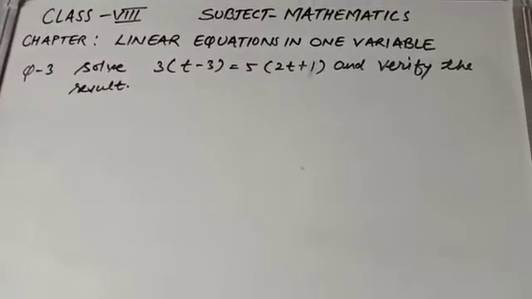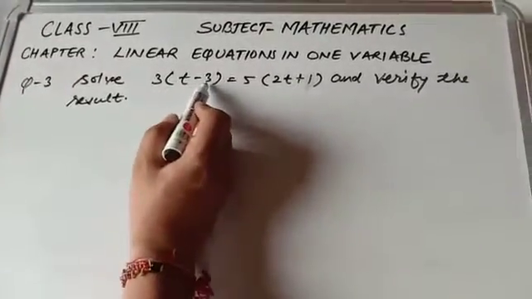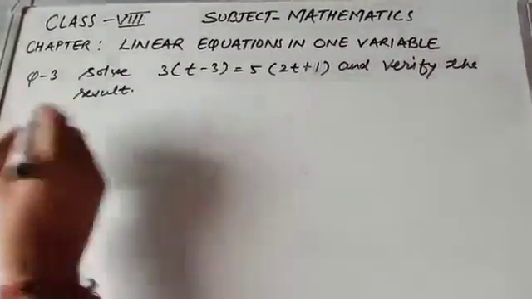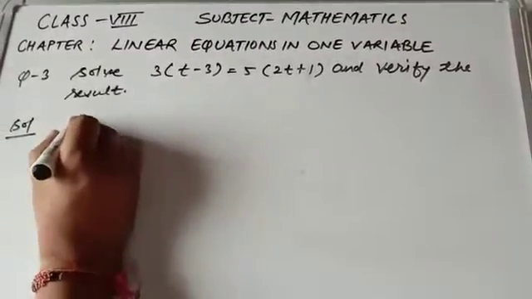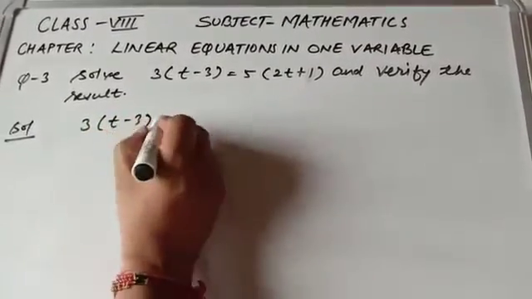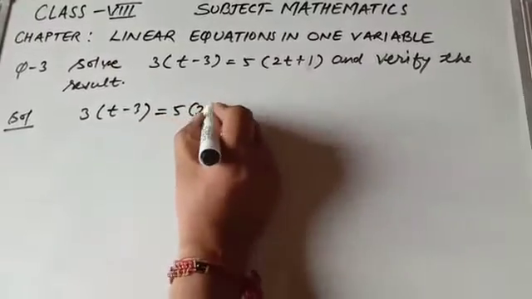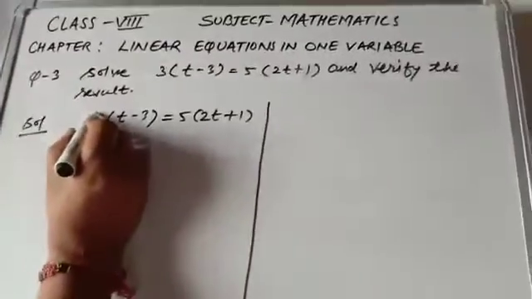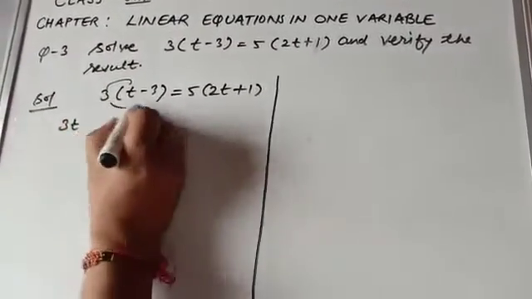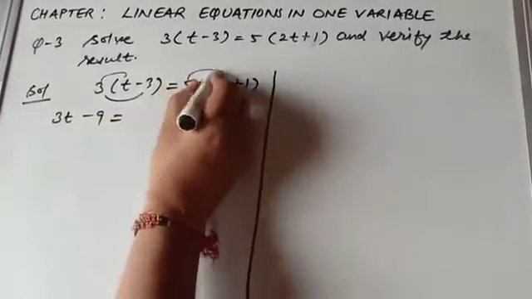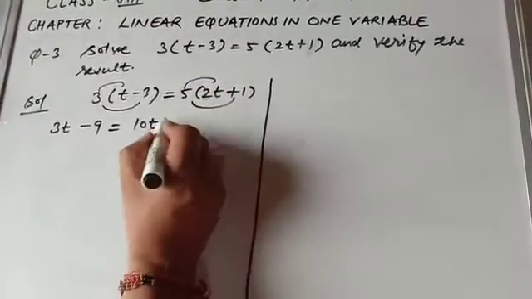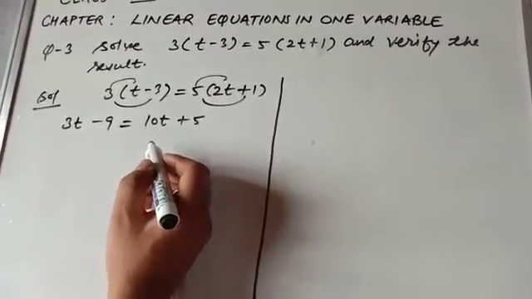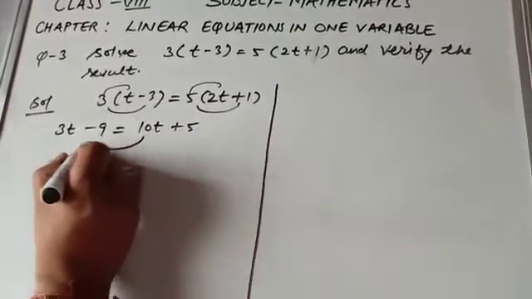Now student, question number 3. Solve 3 into (t minus 3) is equal to 5 into (2t plus 1) and verify the result. So the solution is, the given equation is 3(t minus 3) is equal to 5(2t plus 1). So first we multiply: 3t, and 3 3s are 9, 5 2s are 10t, and 5 into 1 is equal to 5. So now we will transpose 10t from right to left.